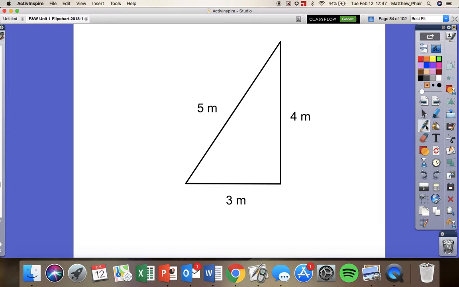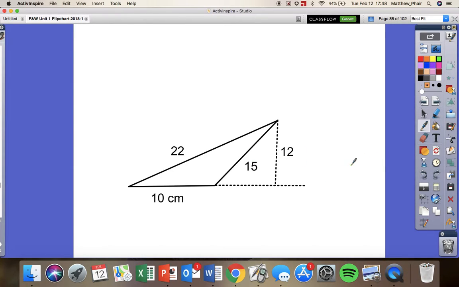Now, let's just refresh our memories on how to find area of things. Of a triangle, we take the area of the base, multiply it by the height. So 3 times 4, and then we divide it by 2. So that gets me 12 divided by 2 is 6. Remember, when I talk about area, we are meters squared.